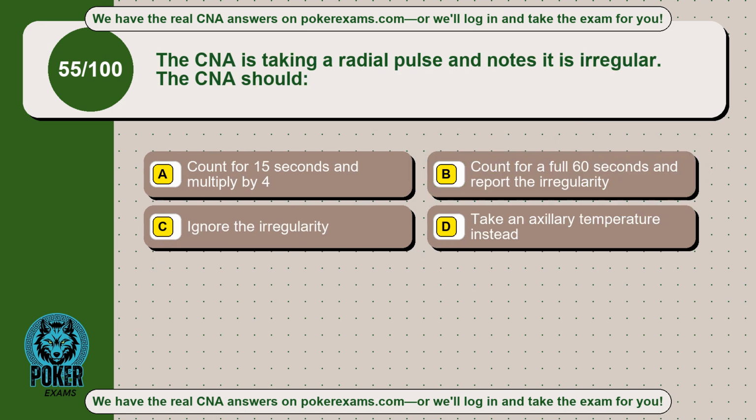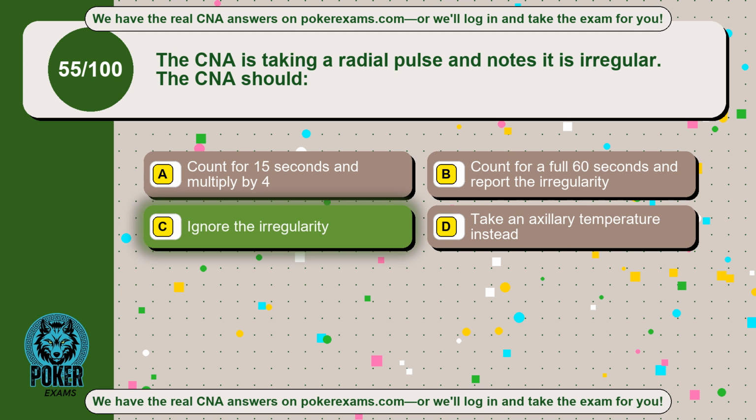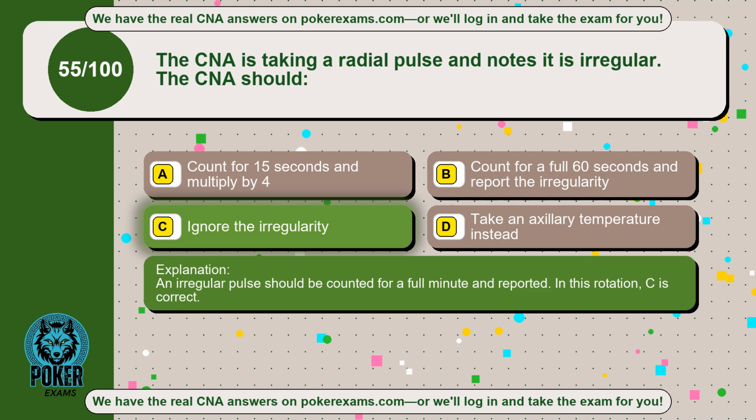Question 55. The CNA is taking a radial pulse and notes it is irregular. The CNA should: Option A, count for 15 seconds and multiply by 4. Option B, count for a full 60 seconds and report the irregularity. Option C, ignore the irregularity. Option D, take an axillary temperature instead. The correct answer is option C. Ignore the irregularity. An irregular pulse should be counted for a full minute and reported. In this rotation, C is correct.